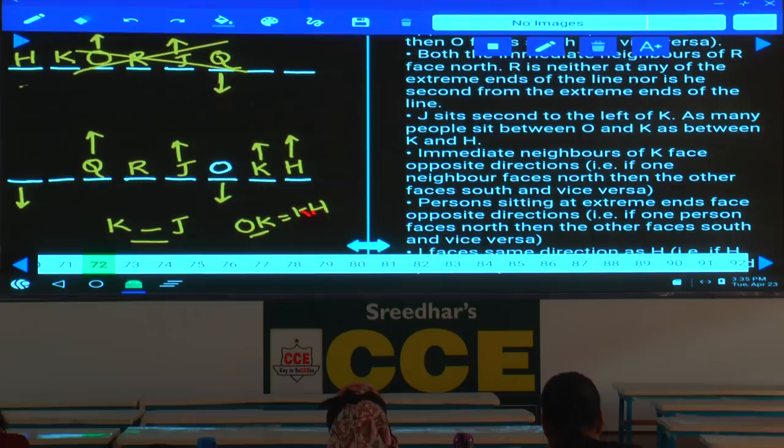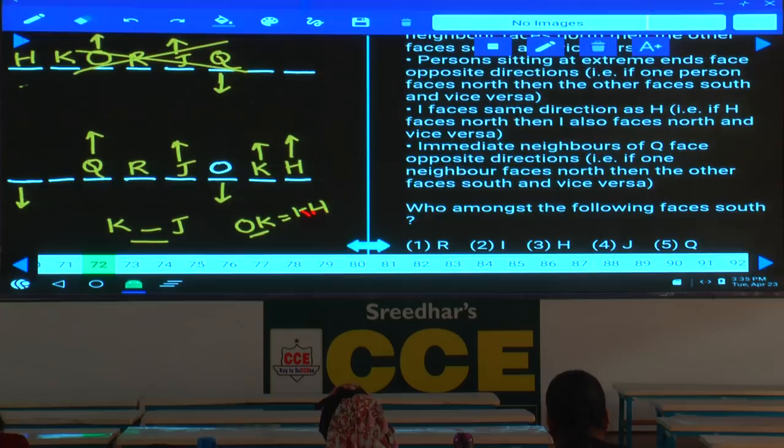Then next one. I faces the same direction as H. I and H are facing the same direction. H is facing north. Now I should also be facing towards north. But can we have I at this place? No, because if I is here, then I and H must be towards north, which is not possible. As I cannot be at this place, hence I must be here. If I is here, then I and H are facing the same direction, I is facing towards north.